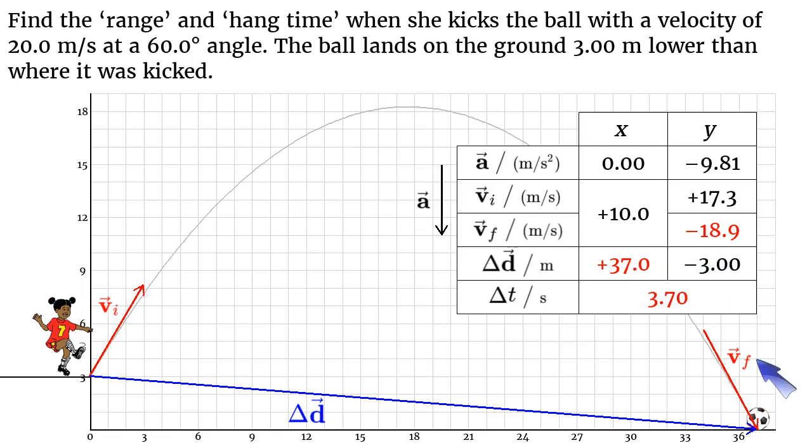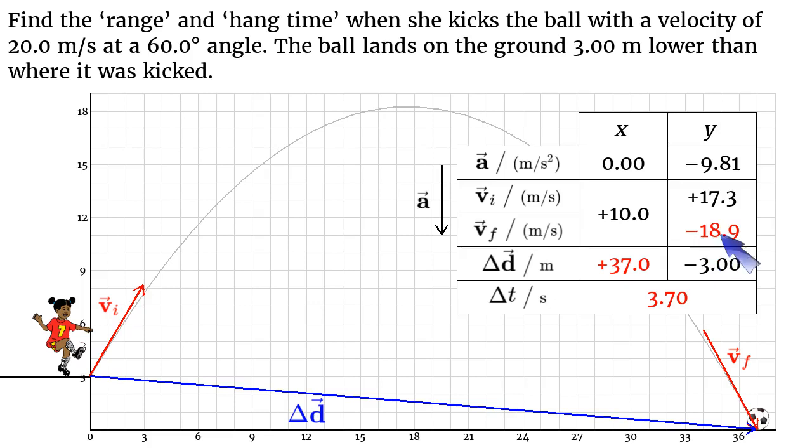If I wanted to know the magnitude of this velocity and the angle at which it's landing, I could take the positive 10 and the negative 18.9, those are my x and my y components. I could then use the Pythagoras formula to determine the magnitude of the vector, and I could use the inverse tangent formula to determine the direction.